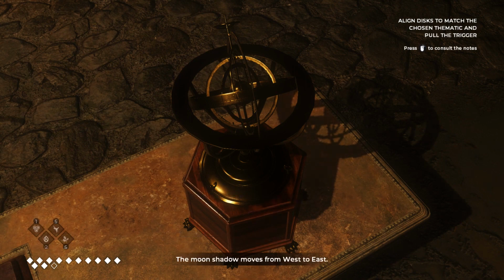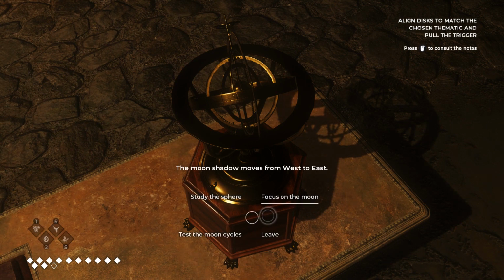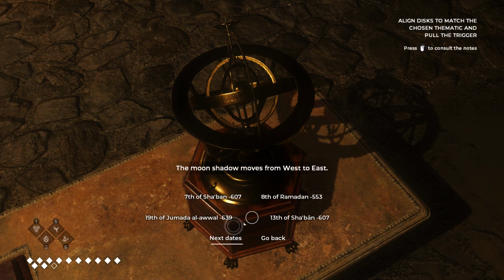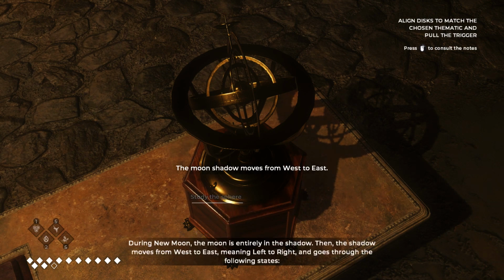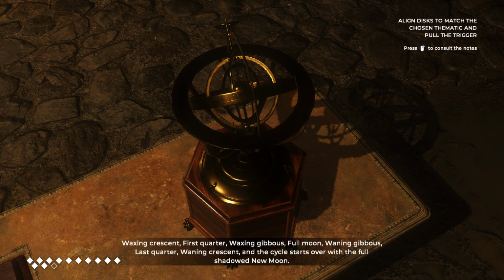The moon's shadow moves from west to east. During new moon, the moon is entirely in the shadow. Then, the shadow moves from west to east, meaning left to right, and goes through the following states: waxing crescent, first quarter, waxing gibbous, full moon, waning gibbous, last quarter, waning crescent, and the cycle starts over with the full shadowed new moon.